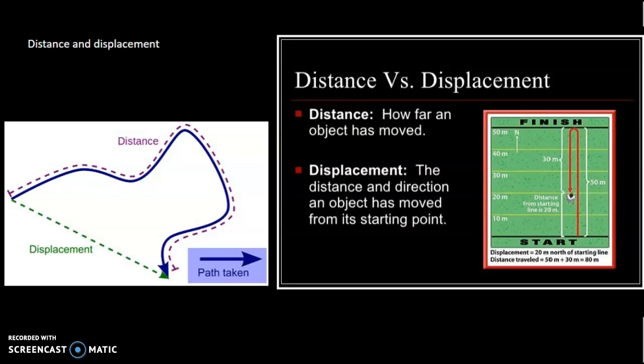Now for distance and displacement. Displacement is how far a body has moved from its starting point. It is the shortest distance between the starting point and the finishing point, and it could be referred to as how the crow flies, which is a saying for the most direct route between 2 points.